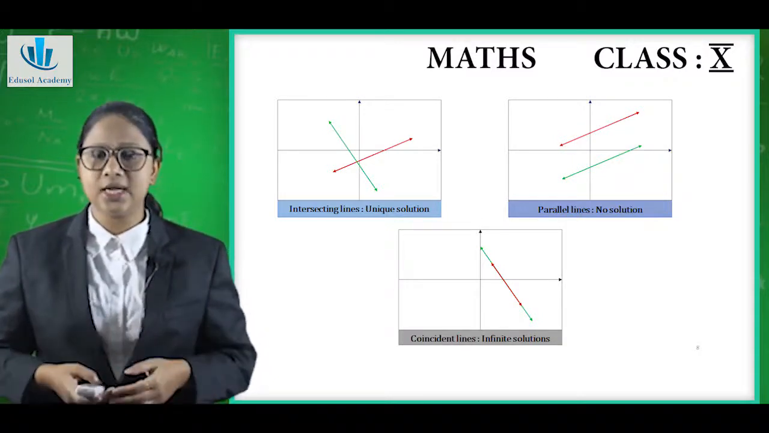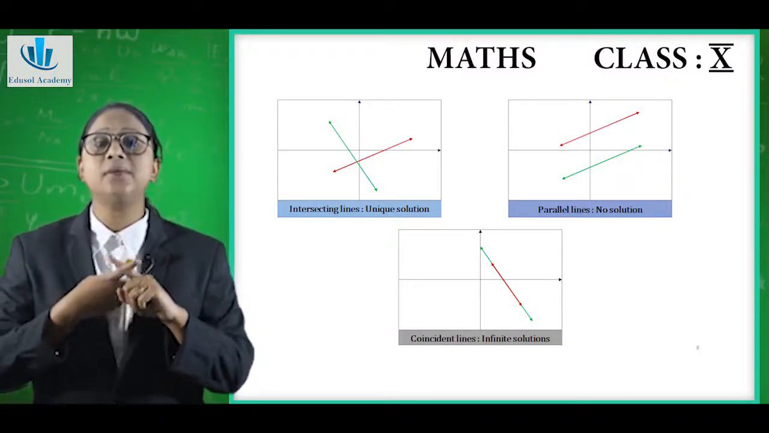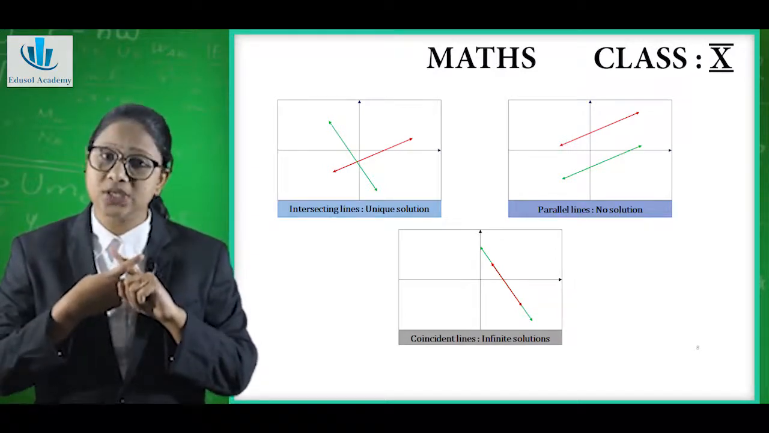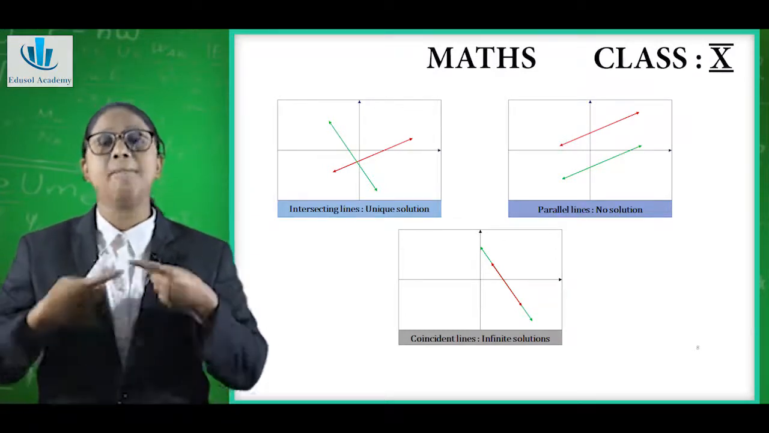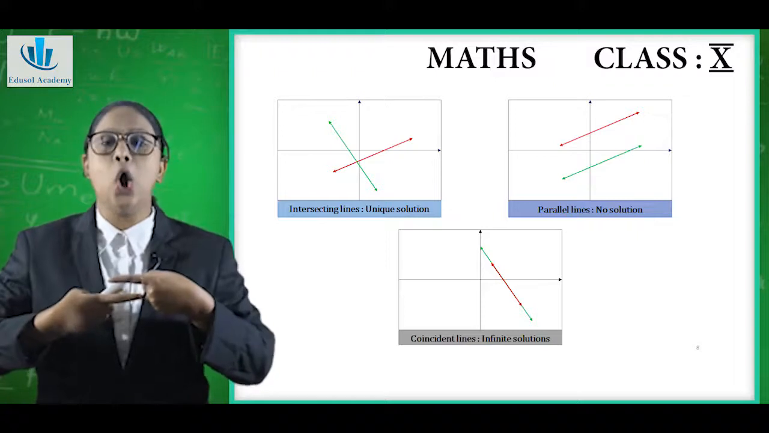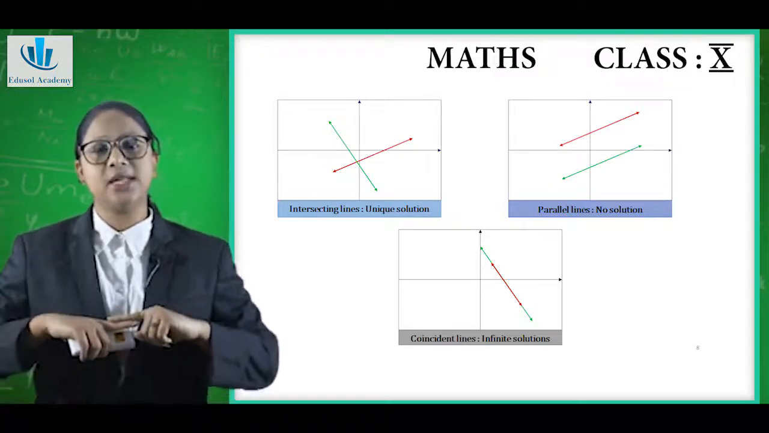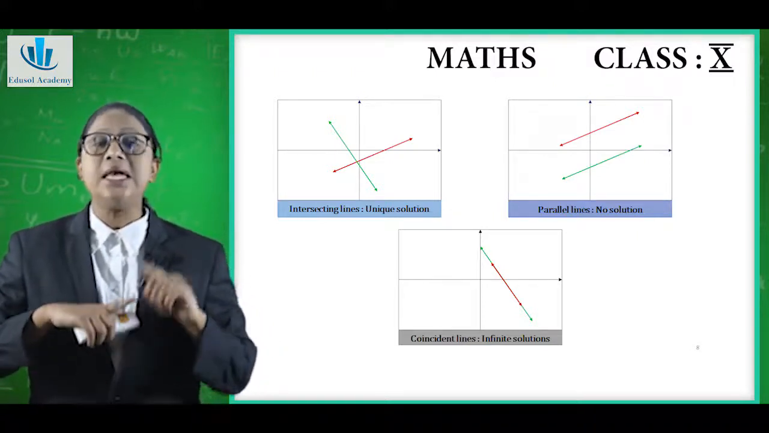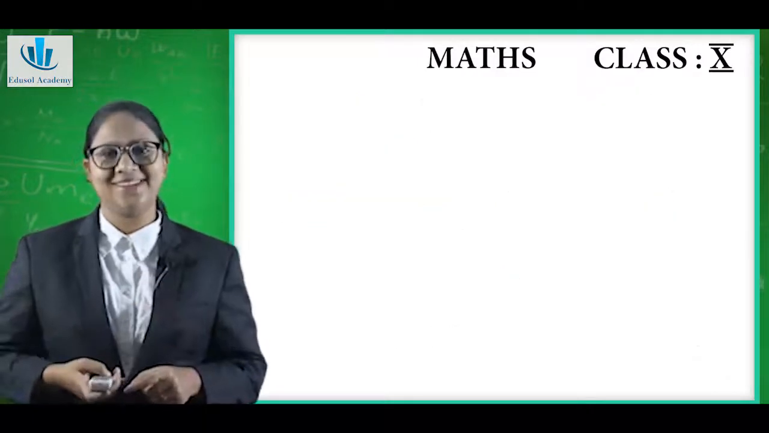I hope you understand the concept. So intersecting lines: one solution or unique solution, consistent. Parallel lines: no solution, or inconsistent. Coincident lines: many solutions, consistent and dependent.